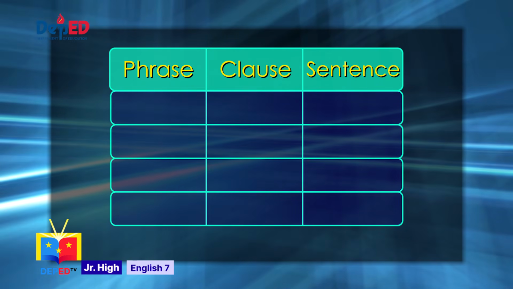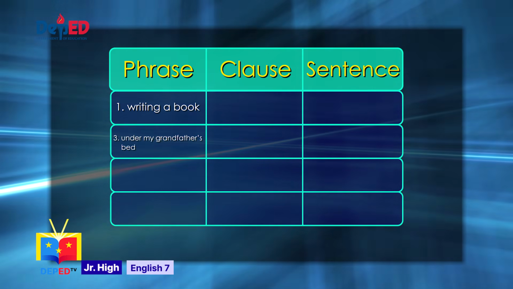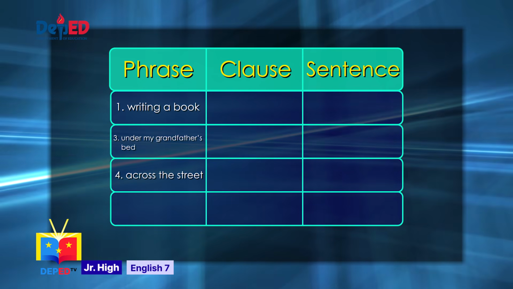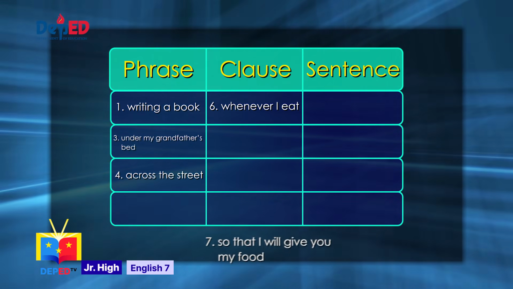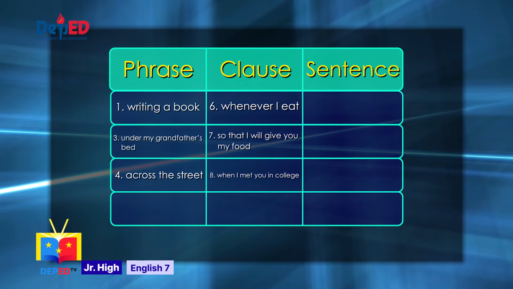For phrases, we have items number 1, writing a book, 3, under my grandfather's bed, and number 4, across the street. For clauses, we have items number 6, whenever I eat, number 7, so that I will give you my food, and number 8, when I met you in college.